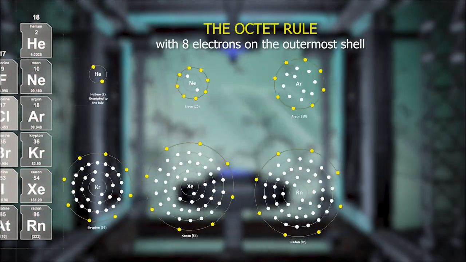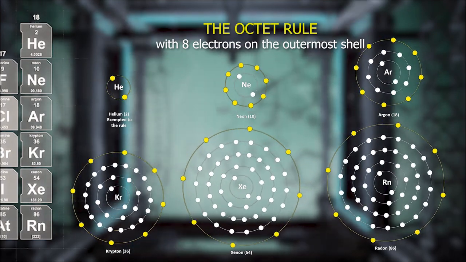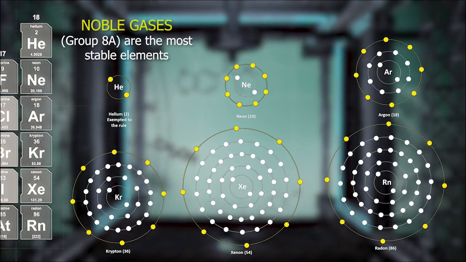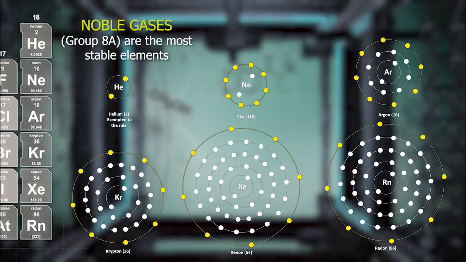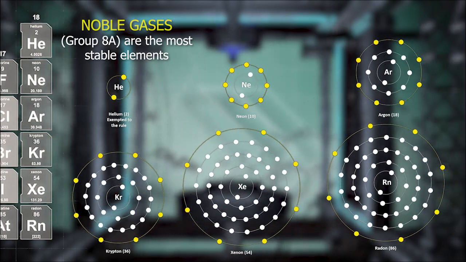An atom is said to be stable if the number of valence electrons is equal to 8 according to the octet rule. Noble gases, or the elements under group 8A, are the most stable elements that every element in the periodic table looks up to.